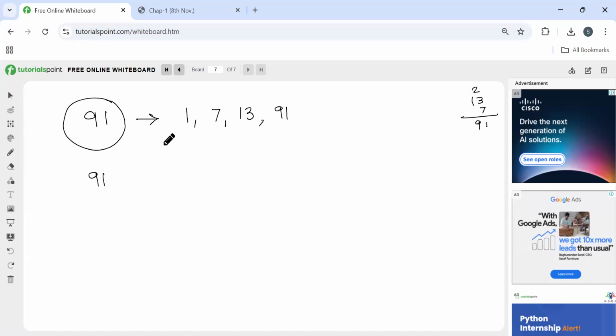Also, the Fundamental Theorem of Arithmetic says that you can express it as a product of prime factors. That means you should express it as a product of prime numbers. 91 can be expressed as 1 into 91 as well as 7 into 13. 1 into 91 is not a product of prime numbers because 91 is not a prime number. But 7 into 13 is a product of prime numbers because both 7 and 13 are prime. So the prime factorization of 91 is 7 into 13.